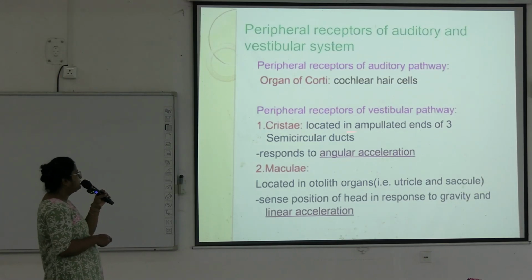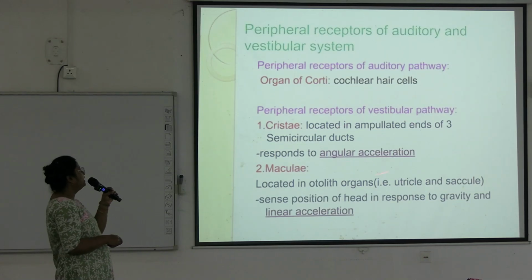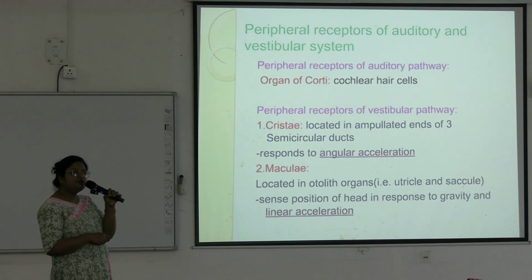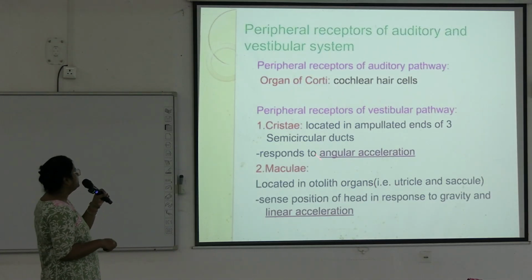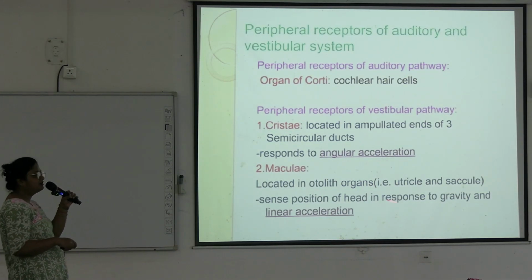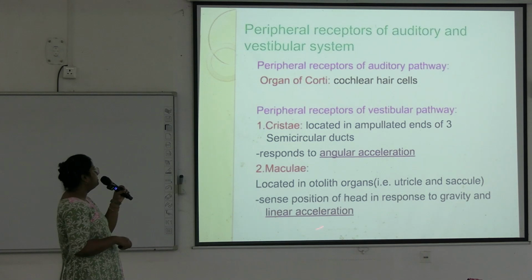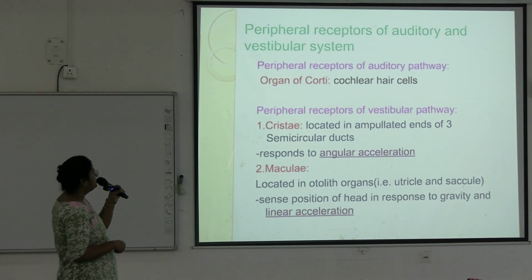So cristae is located in the ampullated ends of the 3 semicircular ducts and responds to angular acceleration. Function is important, just know the names, where they lie and their function. Macule is located in the otolith organs in the utricle and saccule and senses the position of the head in response to gravity and helps in sensing the linear acceleration. Okay, so this slide is important.